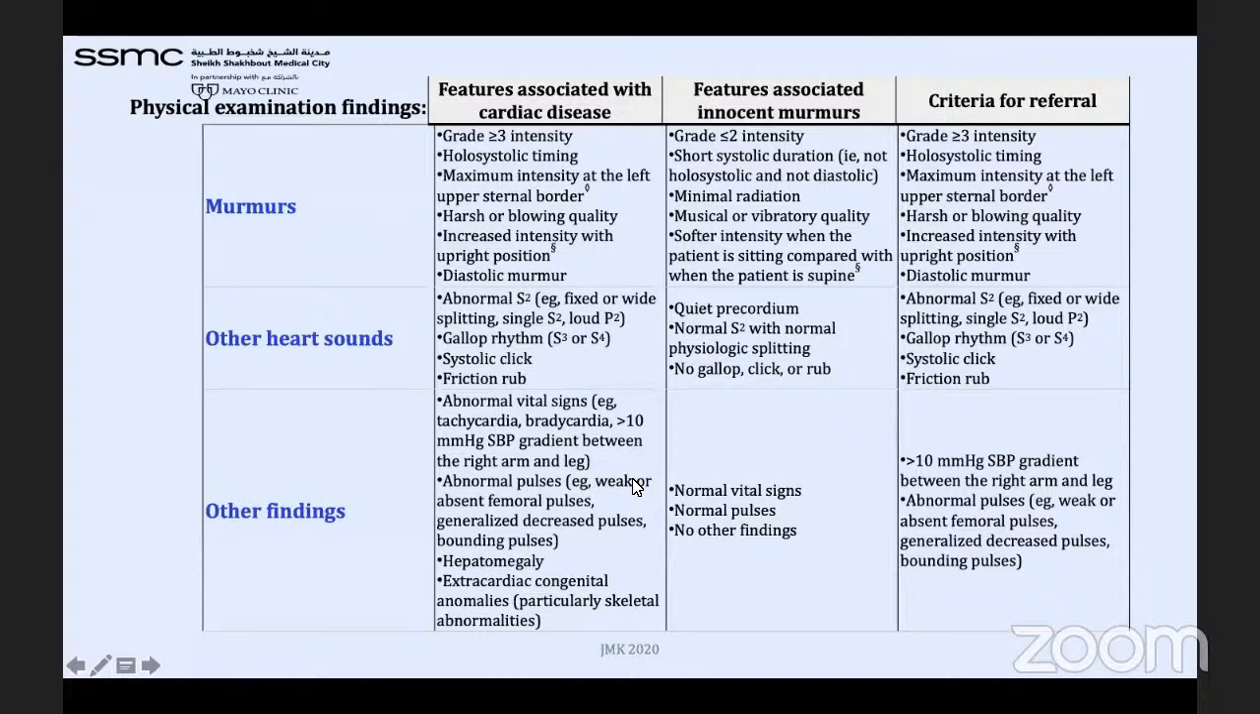Other findings like abnormal vital signs, abnormal pulses, hepatomegaly, extracardiac congenital anomalies, more than 10 mmHg systolic blood pressure gradient between the right arm and the leg, are criteria for referral. Abnormal pulses, of course, is a criteria for referral. So these things give you snapshots of when you have to worry and when you don't have to worry, and it is all clinical. You can do it very easily, just examine the kids as much as possible.